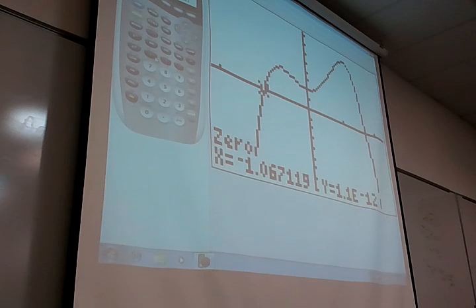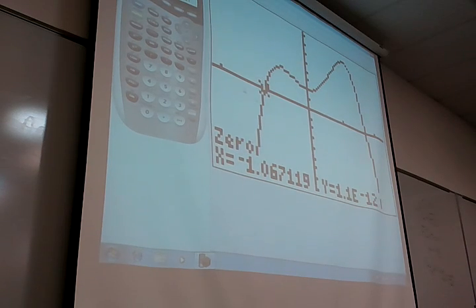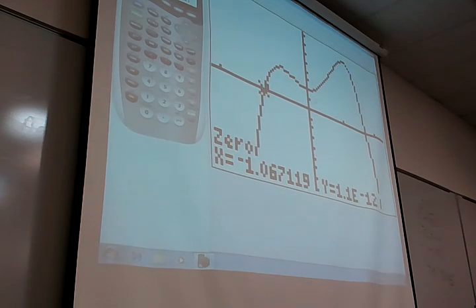Where's the min? There's a local min, right? I understand there's no real min, but there's a local min right in here somewhere, right? Let's see if the local min is the y-intercept like it looks like. How do I find minimums?